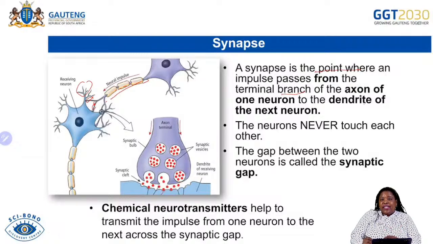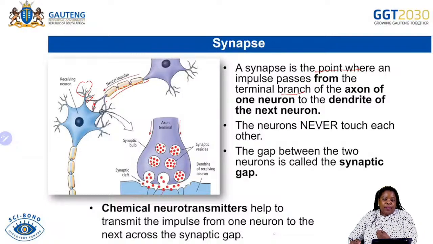So I've indicated that neurons never touch each other, but they live in what? A space. And that space, we call it a synaptic gap. I hope you understand that. Now, chemical neurotransmitters help to transmit the impulse from one neuron to the next across the synaptic gap.